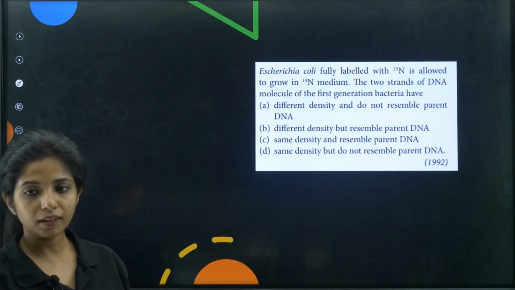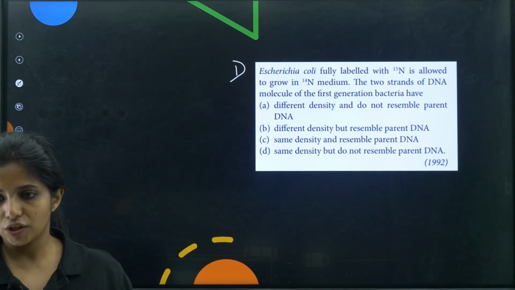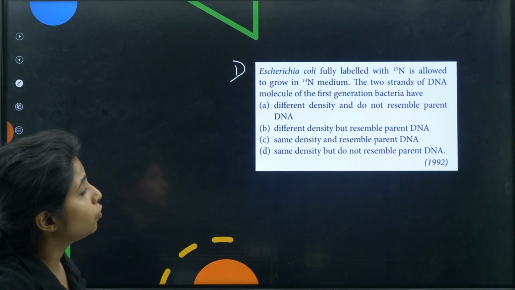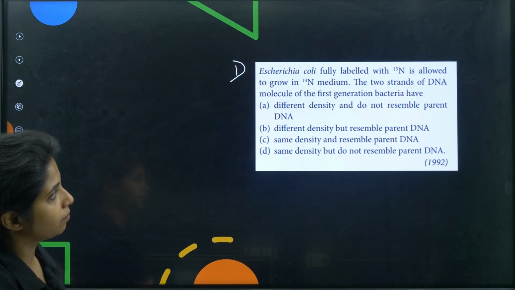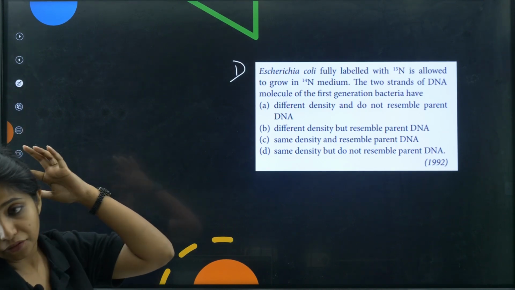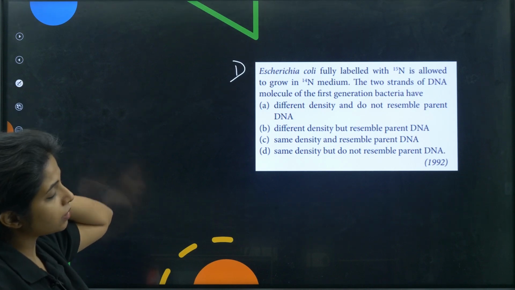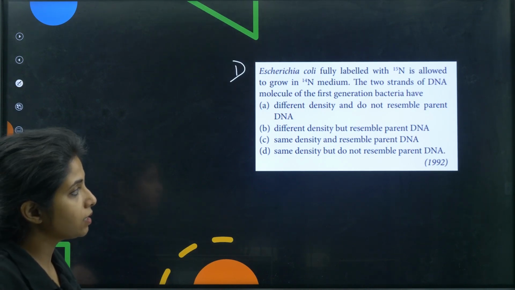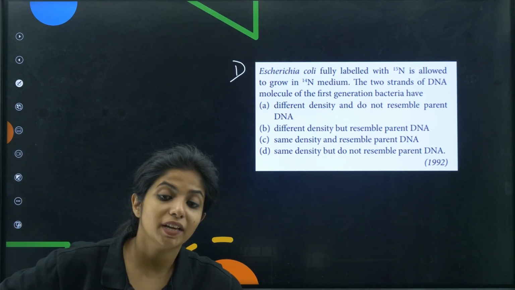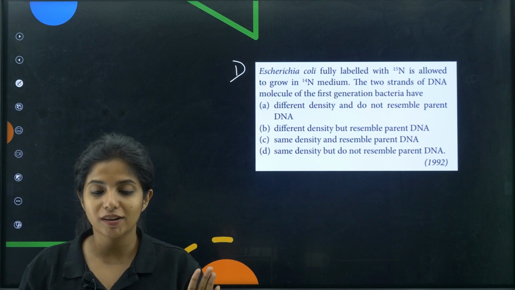Okay. Now, first question, try to do this and tell me in the comment section. Escherichia coli fully labeled with 15N is allowed to grow in 14N medium. Okay, the two strands of DNA molecule of the first generation bacteria have what? Different density and do not resemble parent DNA. Different density but resemble parent DNA. Same density and resemble parent DNA. Same density but do not resemble parent DNA. You have to try it out by yourself and do let me know. Okay, here now itself. Pause the video and do the question.